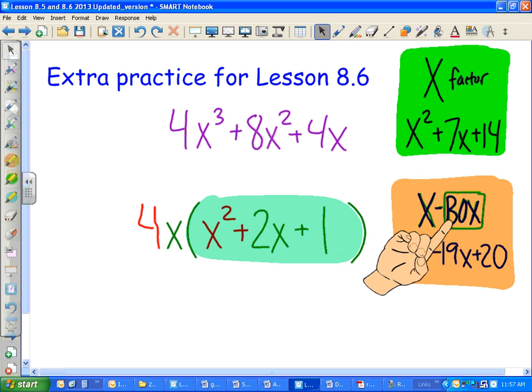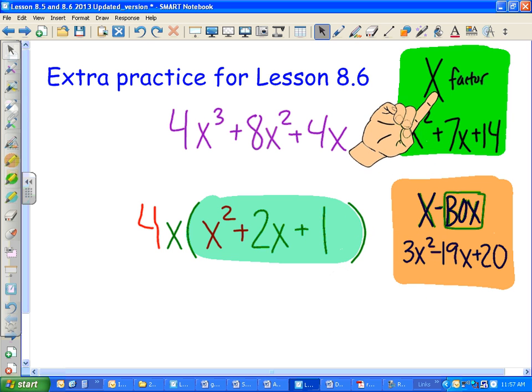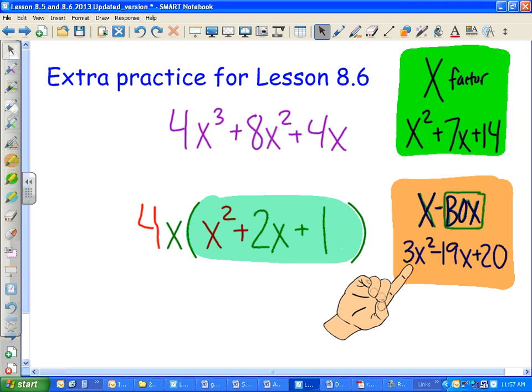When do I use the x box and when do I use just the x? Well, I use just the x whenever there's no coefficient right here, when there's no number in front of the x squared. If it's just like a 1, then you just use the x factor. Now, if you have a number that's other than a 1 right here, like a 3, a 2, a 20, a 14, a 16, a 7, an 8, whatever it is right here, then you got to use the x and then the box. Okay?